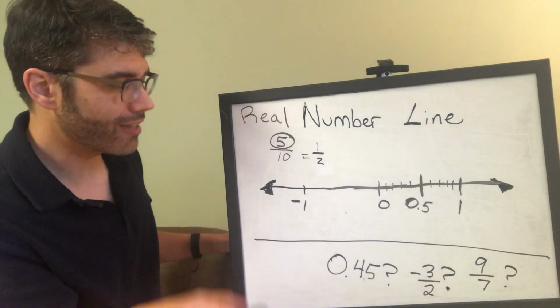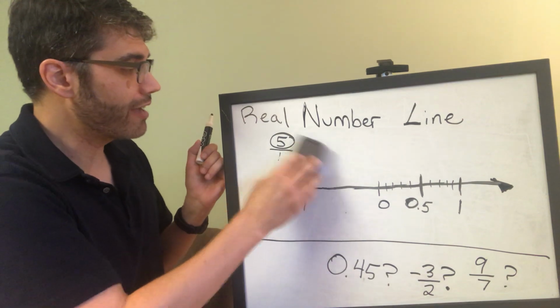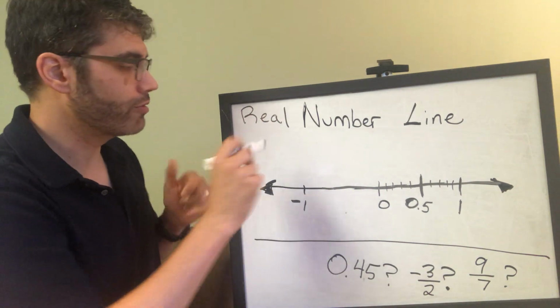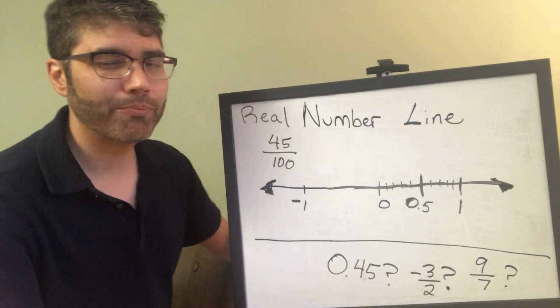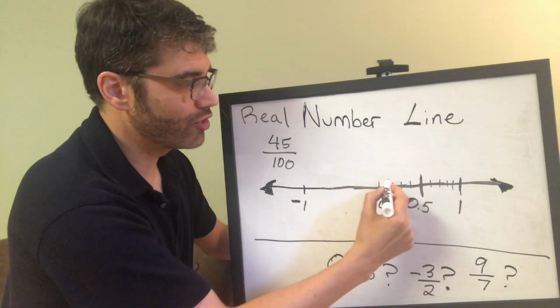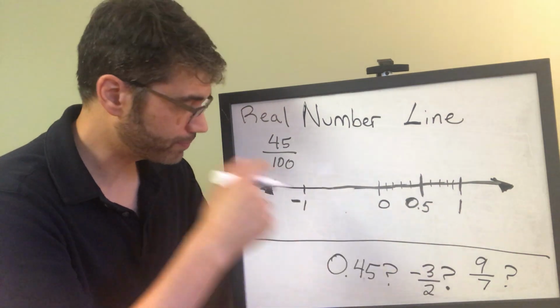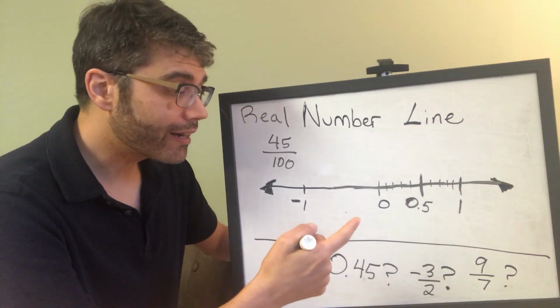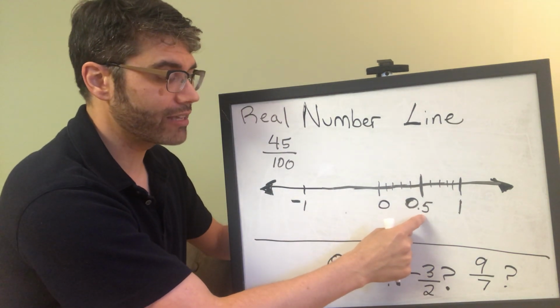0.45. So 0.45 is 45 hundredths. So I could rewrite that as 45 hundredths. But I don't want to make 100 sections in between 0 and 1. It would get way too messy and I couldn't follow it. But fortunately, I did find out where 0.5 lies on this line.